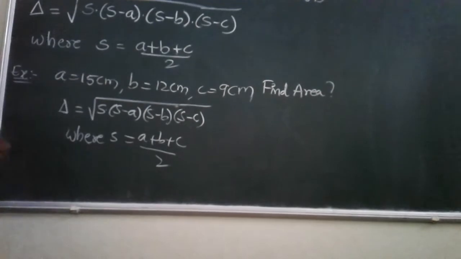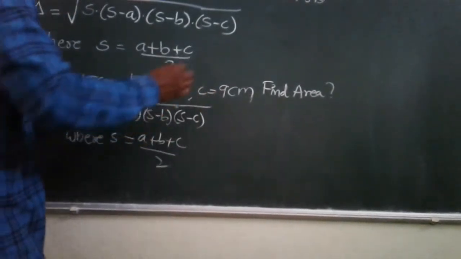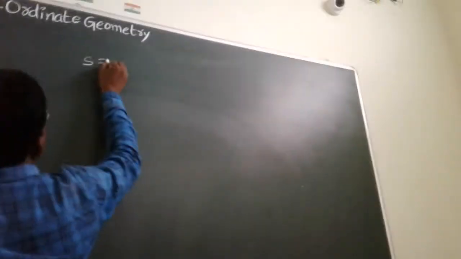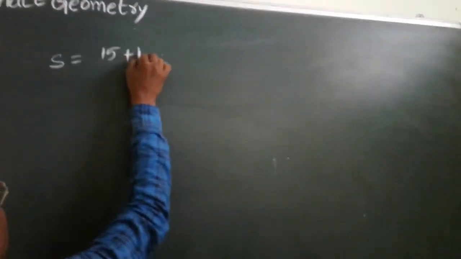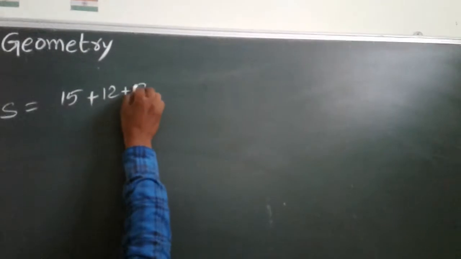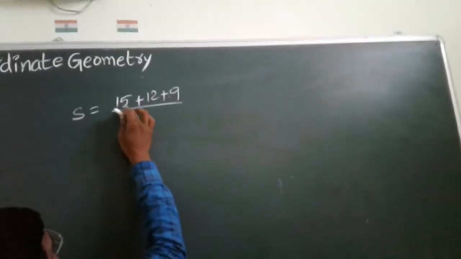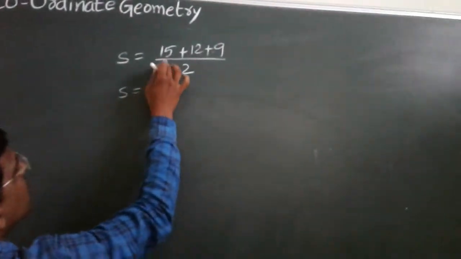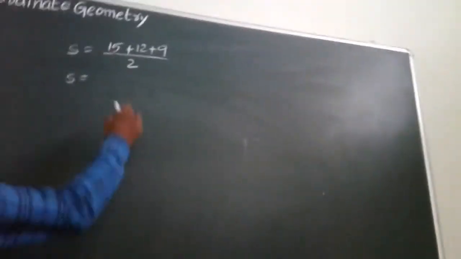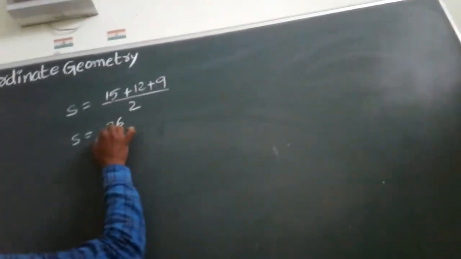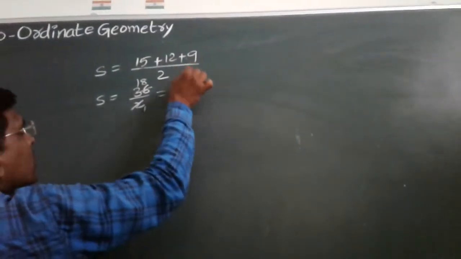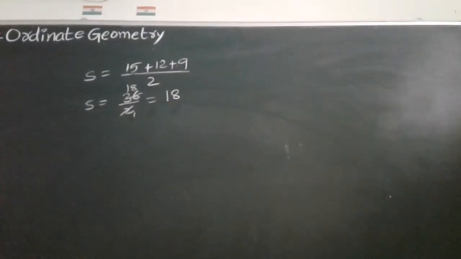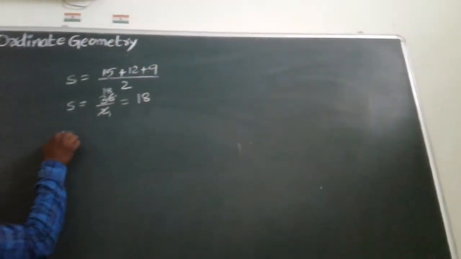So here, what is the S value? First find S. S is equal to A 15 plus B 12 plus C 9, divided by 2. So 15 plus 12 is 27, 27 plus 9 is 36, divided by 2 is 18. So the S value is 18.